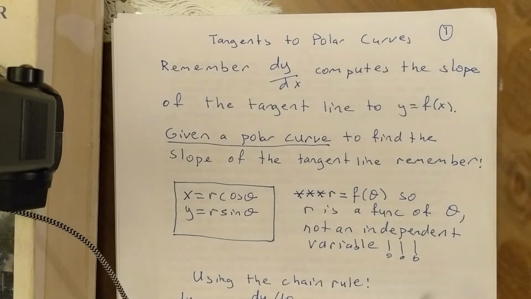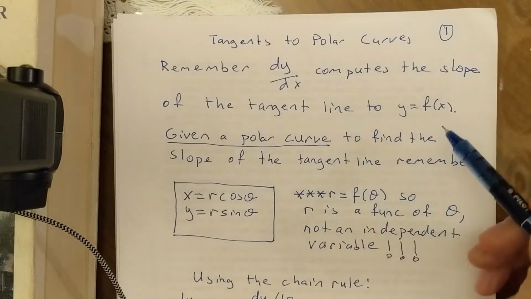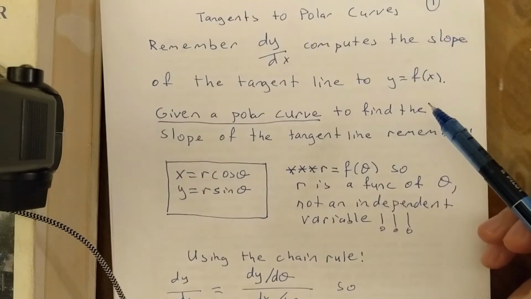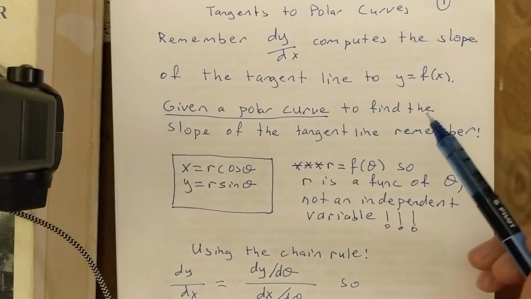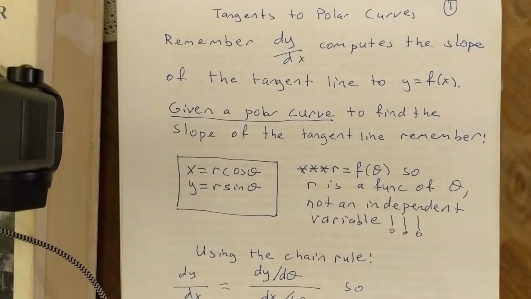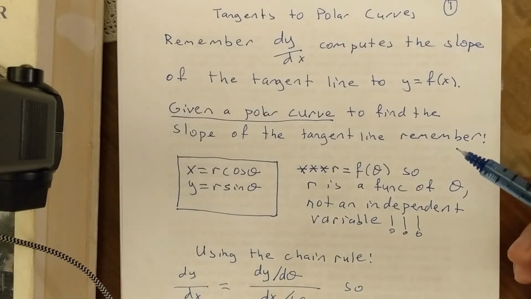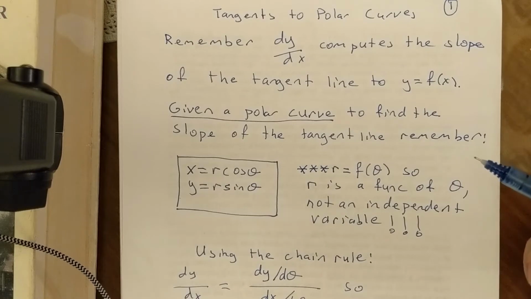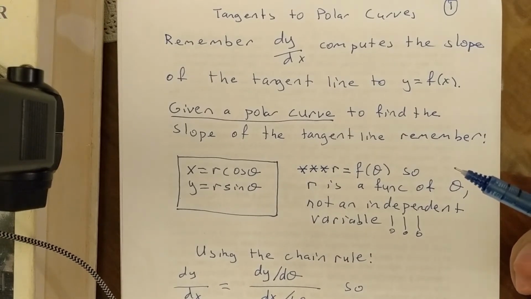When we had the function y equals f of x, to calculate the slope of the tangent line, we needed to calculate the derivative dy/dx. Okay? So given a polar curve, nothing changes. We still need to find dy/dx. But the problem is, how do I find dy/dx when I'm dealing with a polar curve?